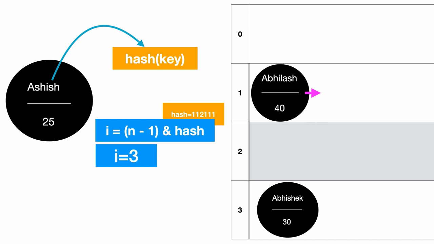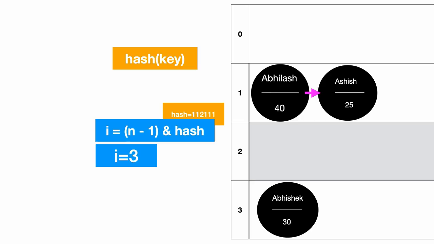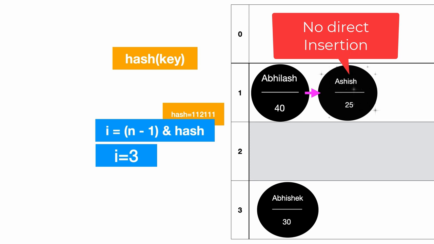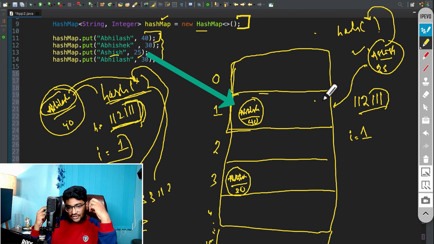But look here, we already have an object which is already placed in index number 1. So now we'll be inserting this object to this bucket, the index 1 bucket. Now I cannot directly insert this object here. So before I insert this Asis object to bucket number 1, a comparison will be needed. The first comparison will be like, okay, now this has the same hash code. The hash code of this is, let's say, 112111. Now this object again will be inserted with the same hash code. So there is a collision.